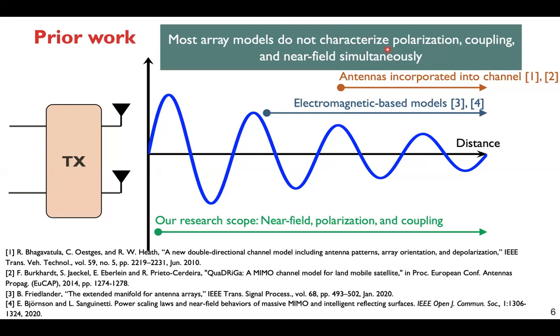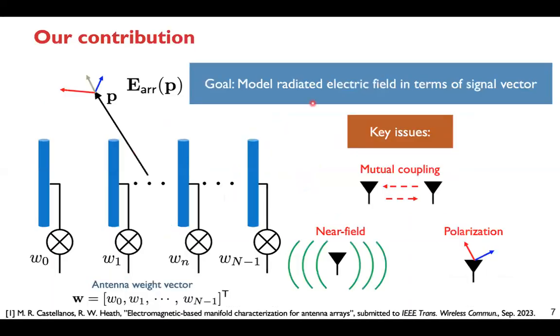Now, what we're proposing to do with our framework here is to characterize all of the salient antenna effects, including polarization, coupling, near field, and so on, as close as we can to the array within a generalized framework that can account for different array geometries. This is quite a lofty goal, but the contribution that we're going to show in this work is that we're able to, with a particular model that we're calling the electromagnetic manifold, characterize the radiated electric field of the array in terms of the signal vector, again, accounting for all of these key issues that we've discussed.